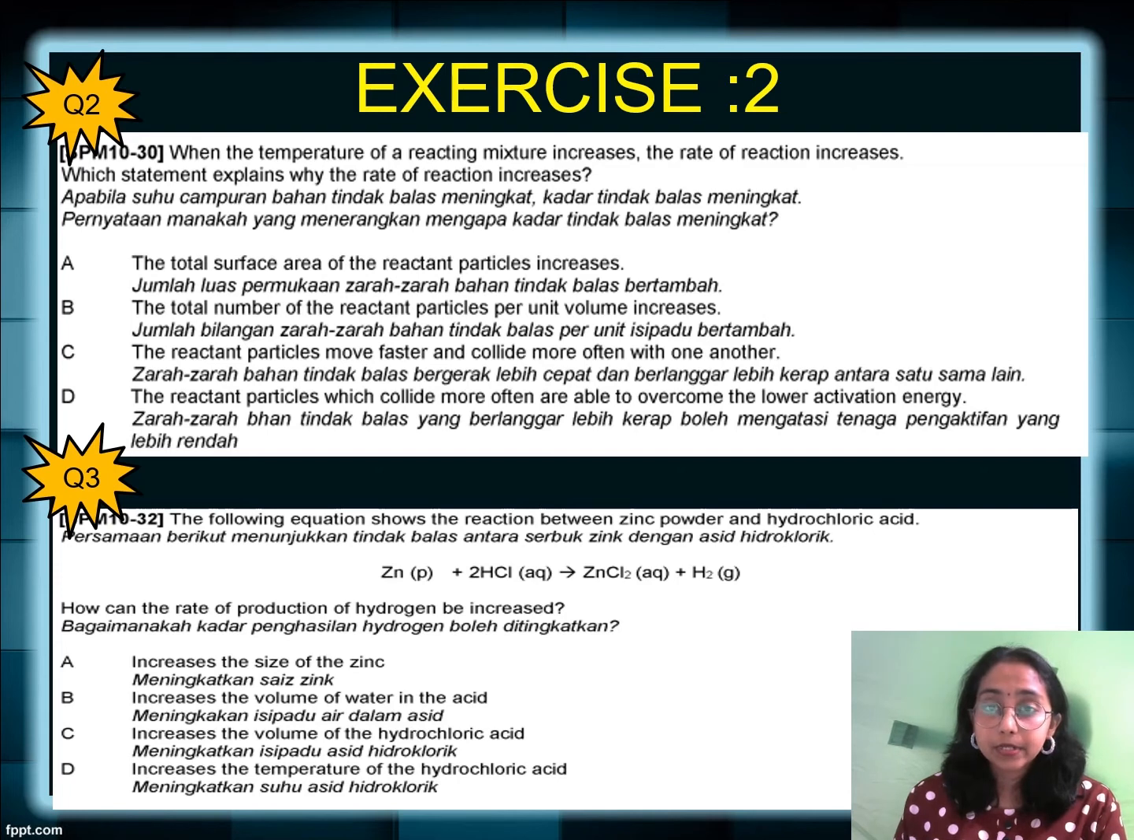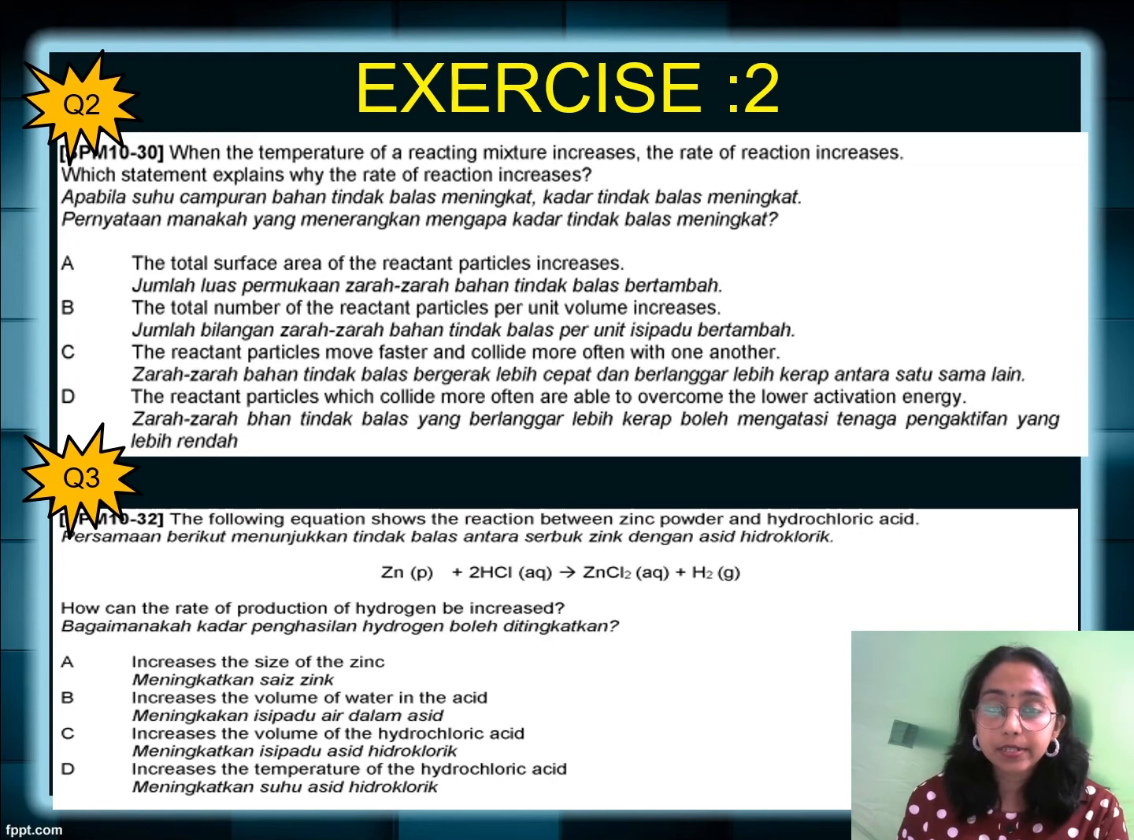So now let's look at question number 2. When the temperature of the reacting mixture increases, the rate of reaction increases. So which one explains why the rate of reaction increases? Now, every factor has its intermediate points to explain about. For example, when we are talking about size, it must relate to total surface area. When you are talking about concentration, it must relate to the number of particles per unit volume. And same goes for temperature. Temperature, the keyword you have to relate to is when the temperature increases, they gain more kinetic energy and they collide more frequently and they are able to overcome the activation energy.